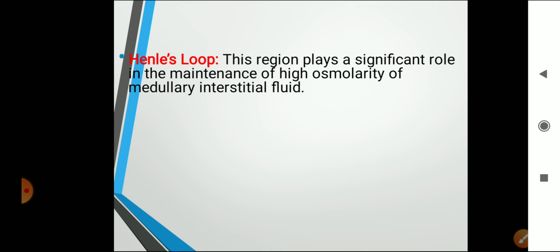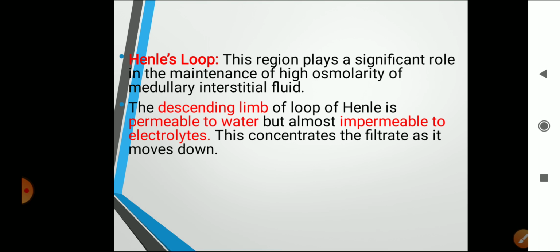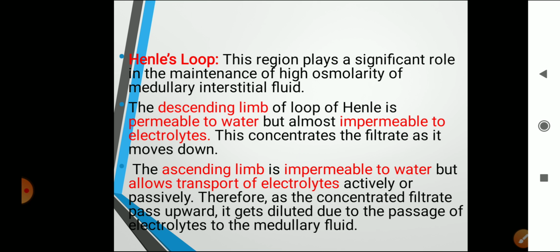So, Henle's loop. This region plays a significant role in the maintenance of high osmolarity of medullary interstitial fluid. The descending limb of the Henle's loop is permeable to water but almost impermeable to electrolytes. This concentrates the filtrate as it moves down. But the ascending limb is impermeable to water but allows transport of electrolytes actively or passively. Therefore, as the concentrated filtrate moves upward, it gets diluted in the ascending limb due to passage of electrolytes to the medullary fluid.